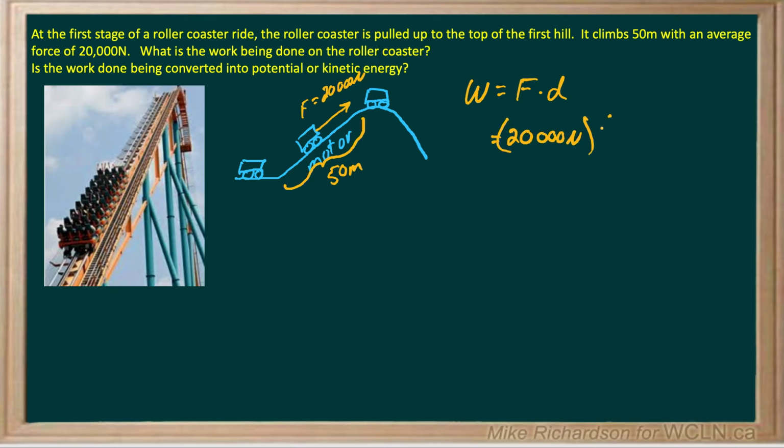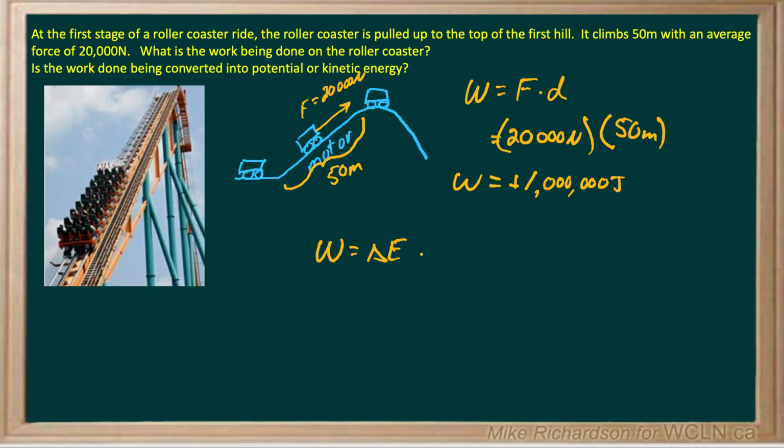The distance over which it acts is 50 meters. And when I go 20,000 times 50, they're both in the same direction. I get a positive amount of work done amounting to 1 million joules of energy. Now remember, work is change in energy.